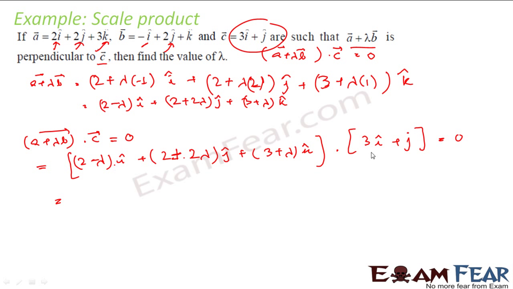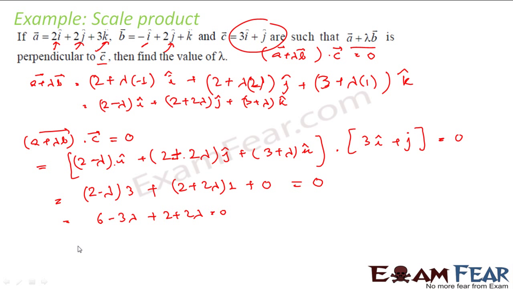So to solve this, I know I dot I is equal to 1, so this is nothing but (2 minus lambda) into 3, plus J dot J is equal to 1, that is (2 plus 2 lambda) into 1, plus there is no K component in C, so it will be ignored. That's what we have, plus 0, and this is equal to 0. If you solve this, it is nothing but 6 minus 3 lambda plus 2 plus 2 lambda is equal to 0, or 8 minus lambda is equal to 0, or you get lambda is equal to 8, and that is my answer.